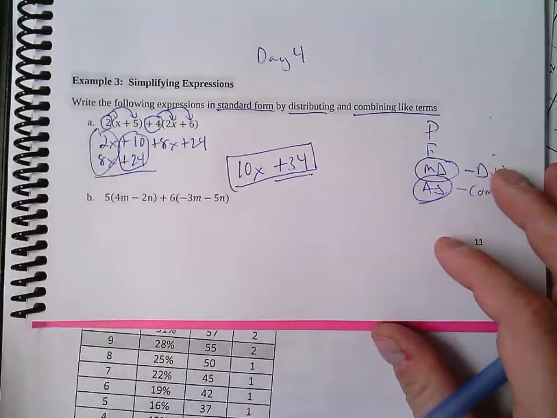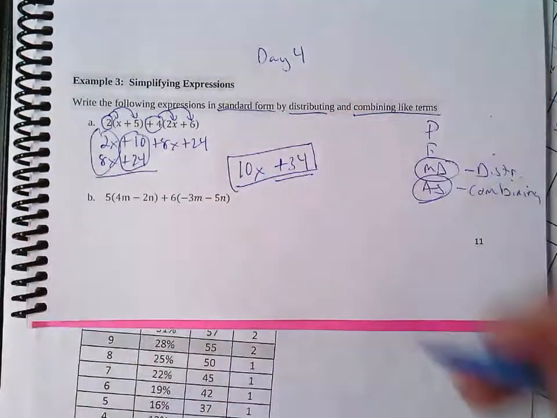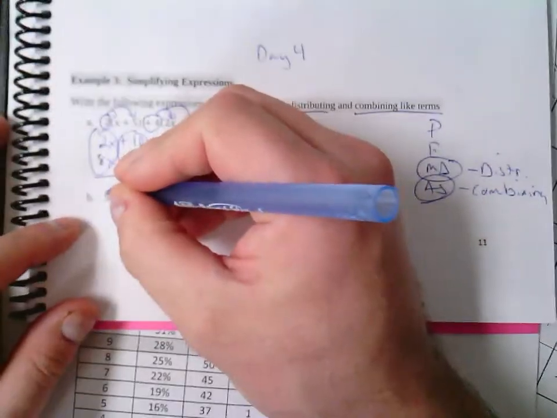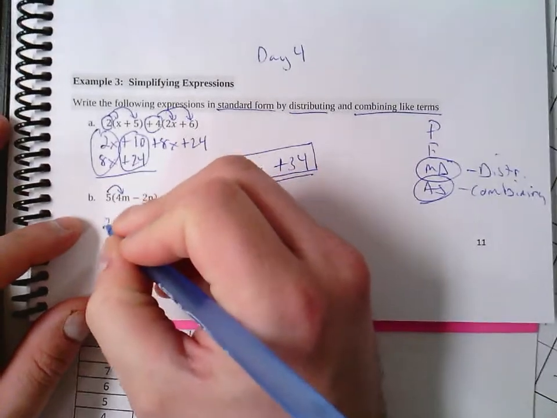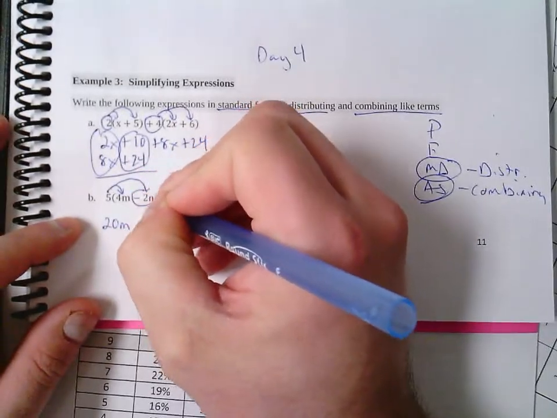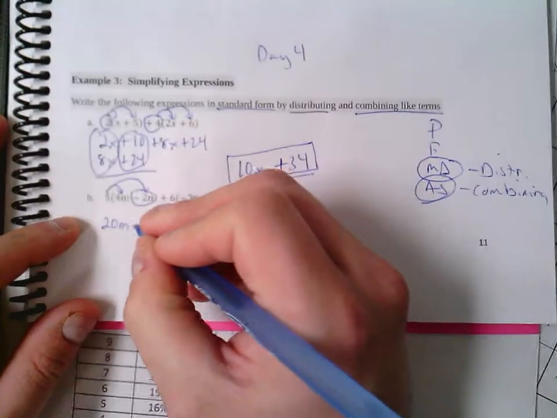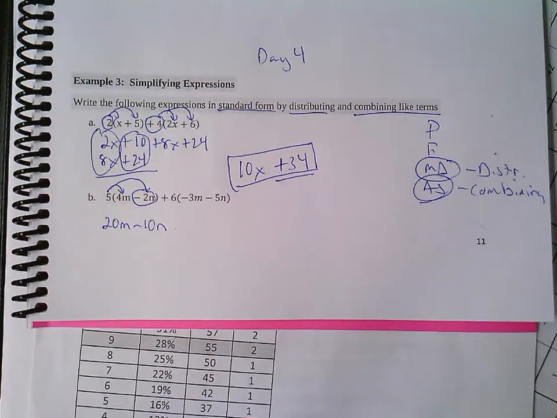All right, the second one we have here is a little bit more complicated because of the negatives that are involved. So as we go, we've got 5 times 4m. 5 4m's would be 20m. And then 5 negative 2n's, which would be negative 10n. So we've got 20m minus 10n.